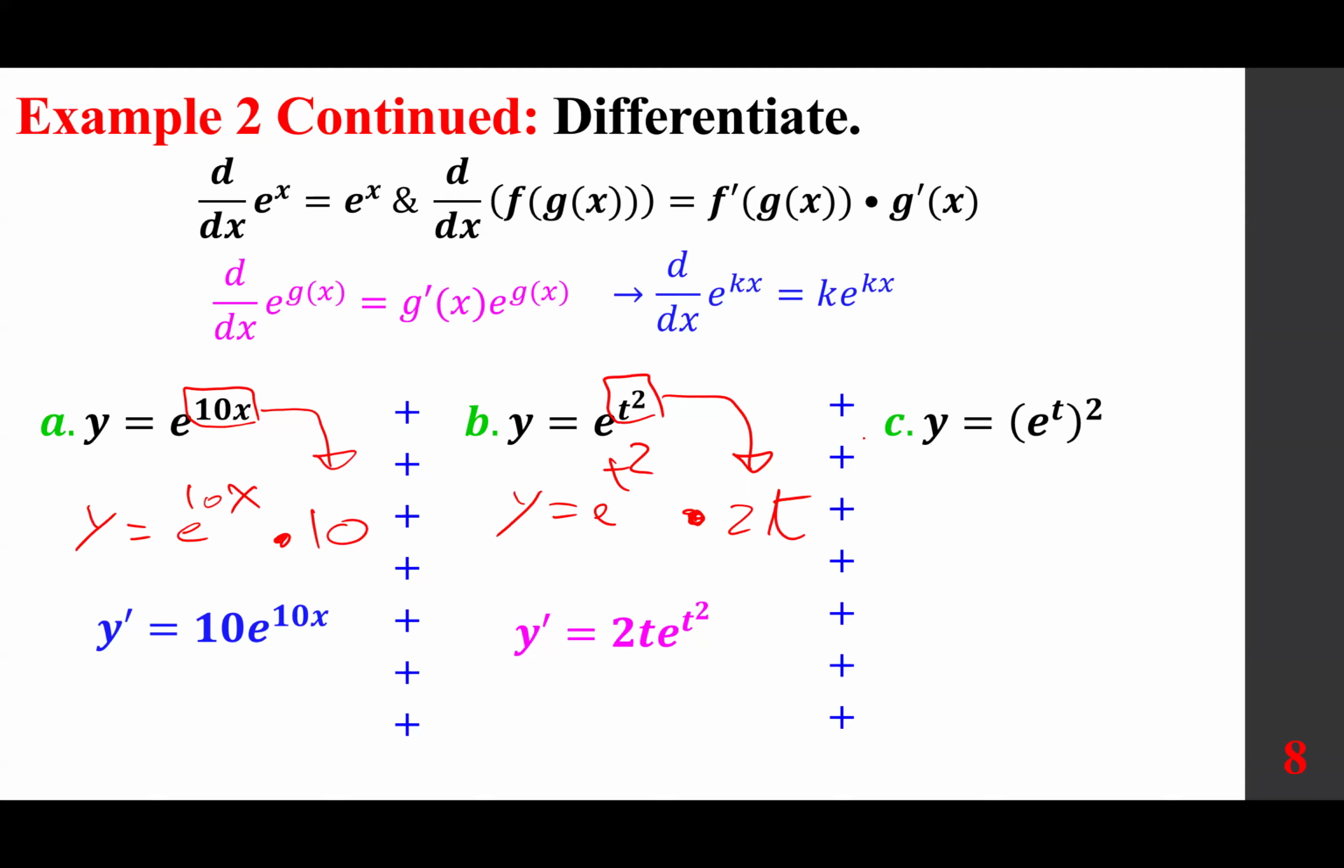What happens here is similar. Number one, I'm going to rewrite it as e to the power of 2t. Then I say y prime is e to the power of 2t. Times what? Well, I need the derivative of that. 2, and I put it in front. That's the final answer, and I'm done.